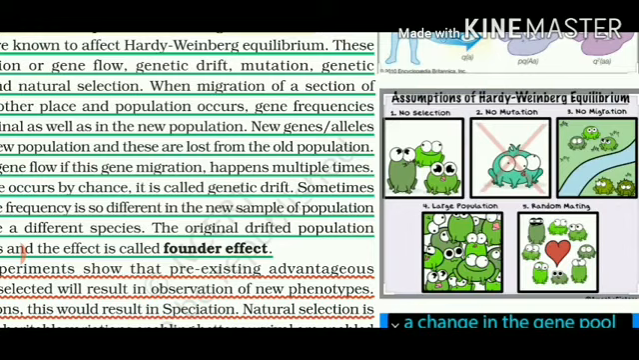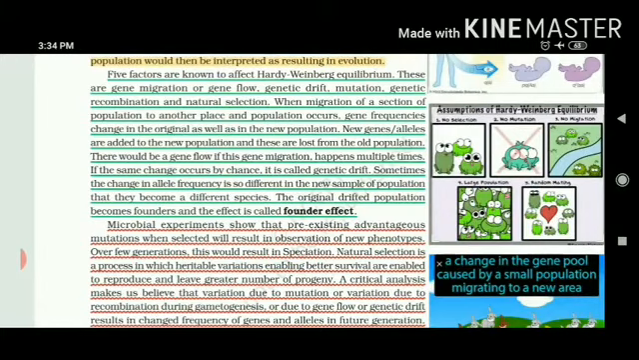So if the population is small, then evolution will take place. There will be no random mating. So you must remember these 5 factors which are responsible for disturbing the Hardy-Weinberg equilibrium: gene migration or gene flow, genetic drift, mutation, genetic recombination that we have already studied in chapter number 9, and last is natural selection.